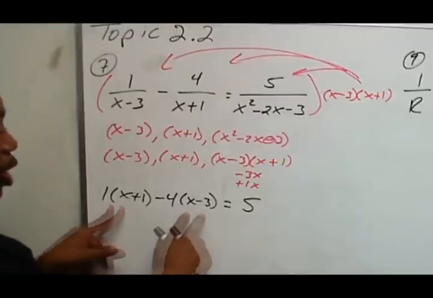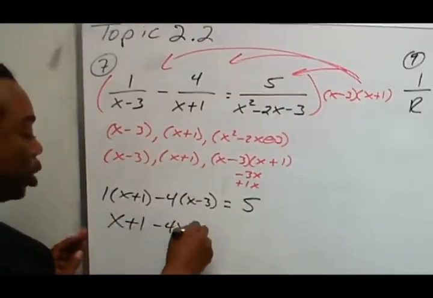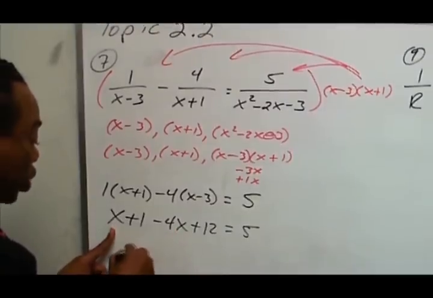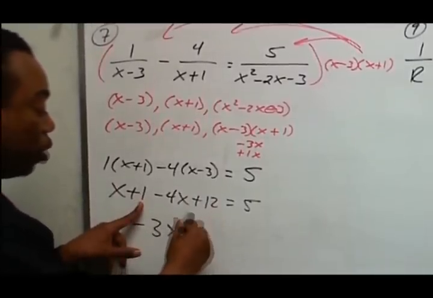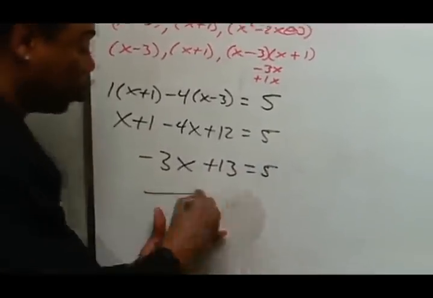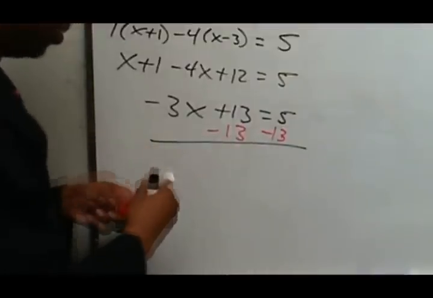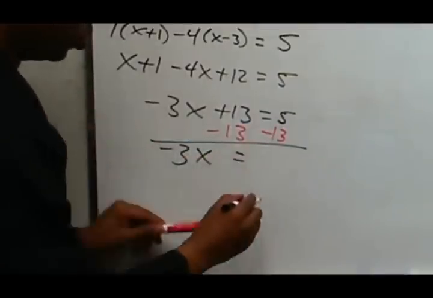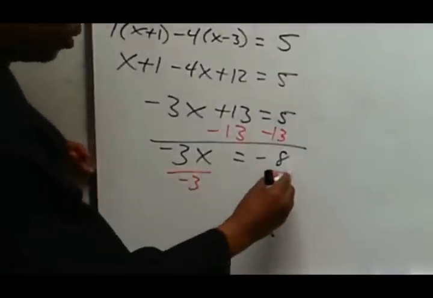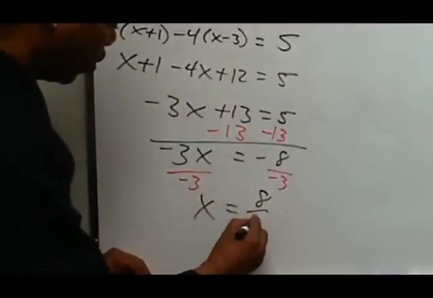Now I'm going to distribute the 1 and the negative 4 here. This will give me x plus 1 and negative 4x plus 12. I'm going to combine the x and the negative 4, which gives me negative 3x, and the 1 and the 12, which gives me 13. And then I'm going to solve for x by subtracting 13 from both sides. It's the additive inverse. You're getting negative 3x equals negative 8. Then we'll divide both sides by the multiplicative inverse, or divide by negative 3, and we'll get x equals positive 8/3.